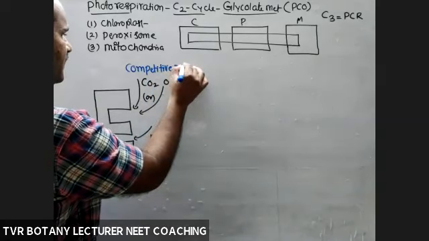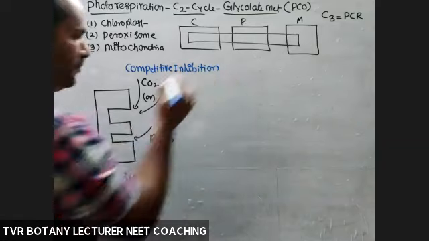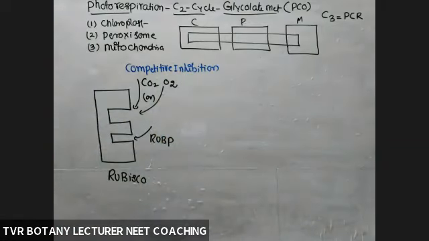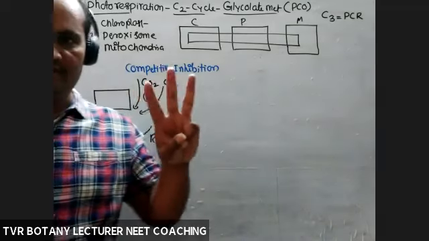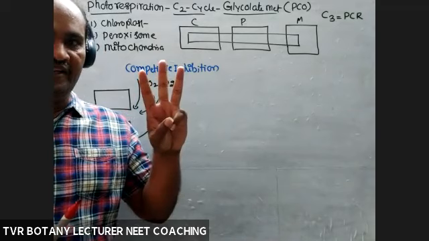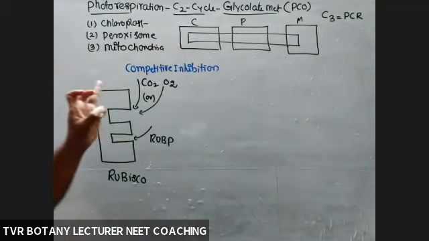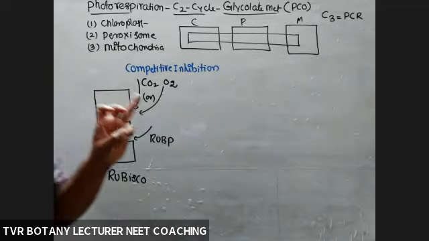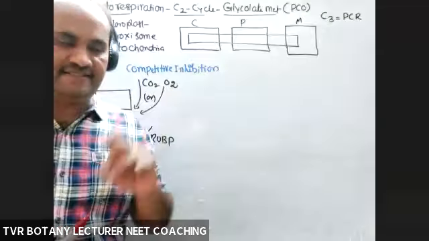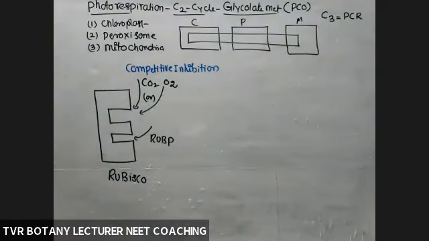Competitive inhibition. In your textbook, what are the areas where they explained competitive inhibition? Three locations are there. One is malate dehydrogenase, competitive inhibition. Rubisco, competitive inhibition. Next, statins, bioactive molecules, with competitive inhibition.